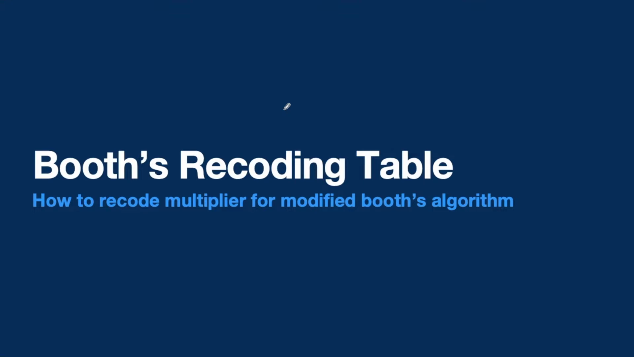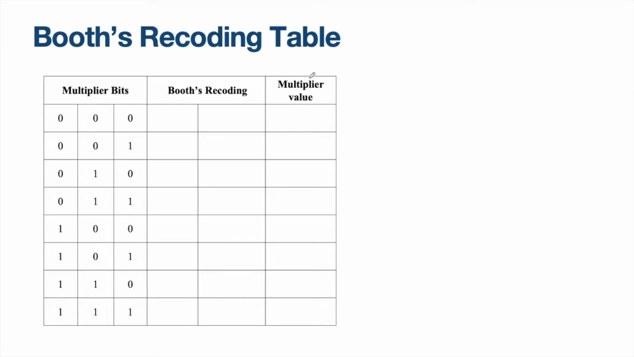In today's video, we will be learning about how to recode the multiplier and use it while performing multiplication using modified Booth's algorithm. Here is a simple table, and here we are assuming some multiplier bits. For example, in our problem, we'll have some multiplier bits maybe in this form: 1, 1, 0, 0, 1, 0, 1 and so on.